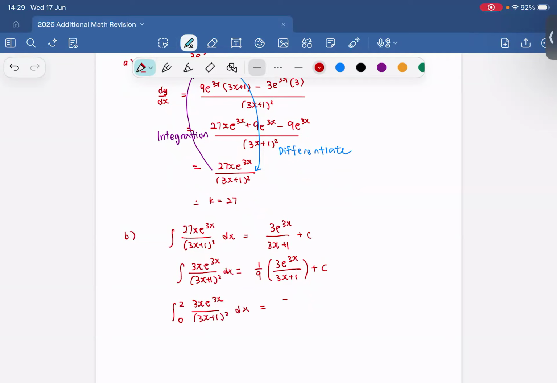Then with the 2 0, it just means 1 over 9 3e 3x. You can ignore the plus c after it becomes a definite integral. Then you press your calculator. This is exact value, no, right? I get 18.877. Please verify my answer. Do not just assume it is like that.